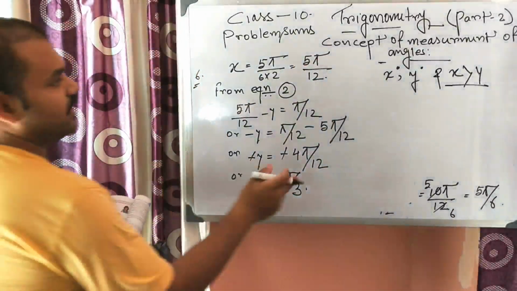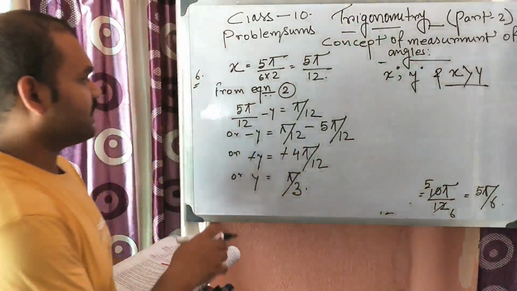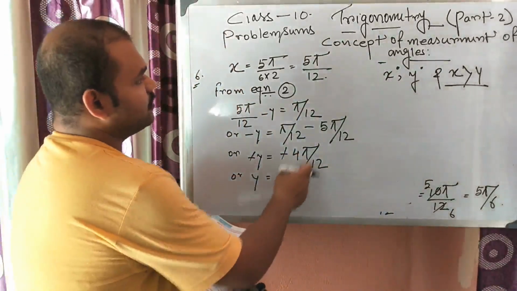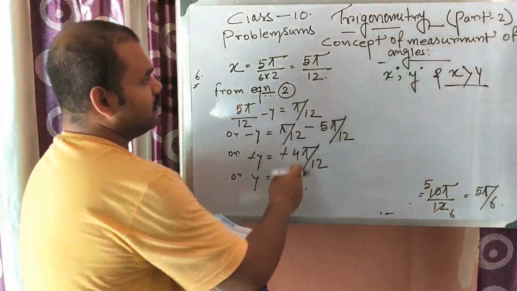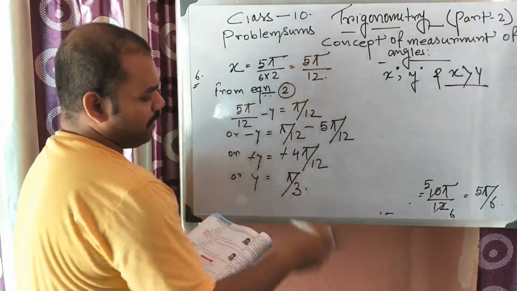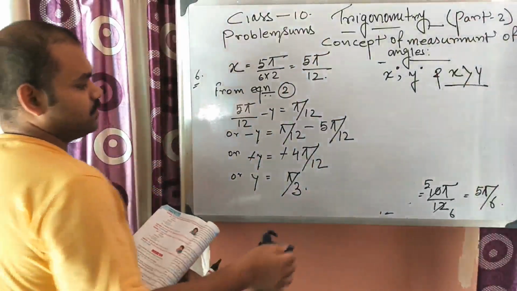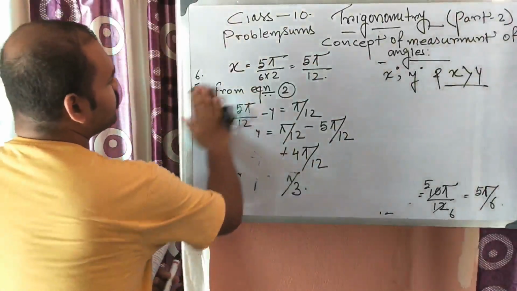So x will be 5 pi by 12 and y will be pi by 3. Let us subtract them and you will get the value of pi by 12, because 3 and 12 LCM is 12. So 5 pi minus 4 pi, it will be pi by 12. Very easy. So this is the value of x and this is the value of y.